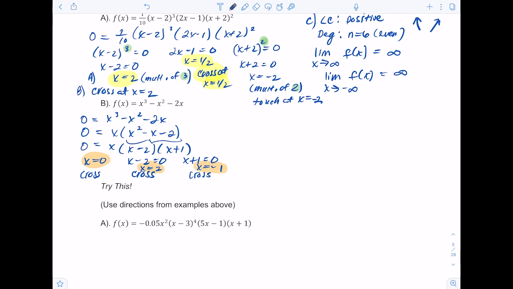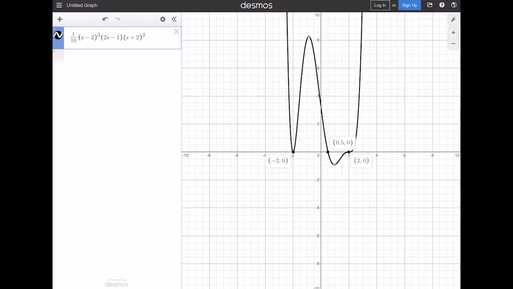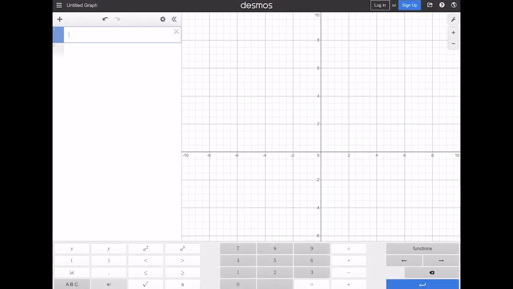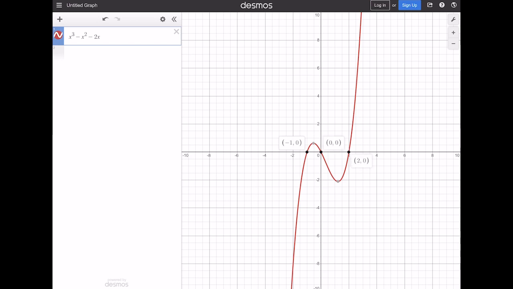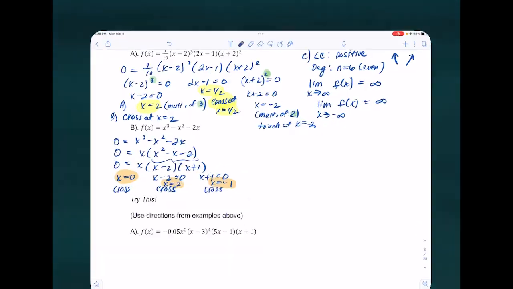So if we were to actually graph that, you'll see, so if I plug in here, I have my x cubed minus x squared minus 2x. You can see at each of those zeros or x-intercepts, the graph goes right through and crosses. Also take a look at the end behavior. It is going in opposite directions, right? And that makes sense because our degree is a 3, it's odd.